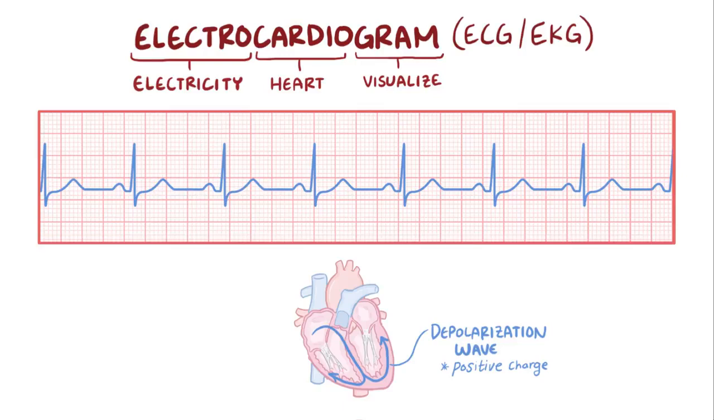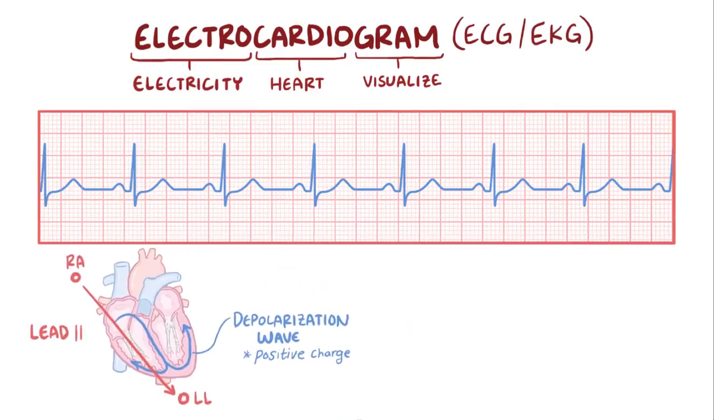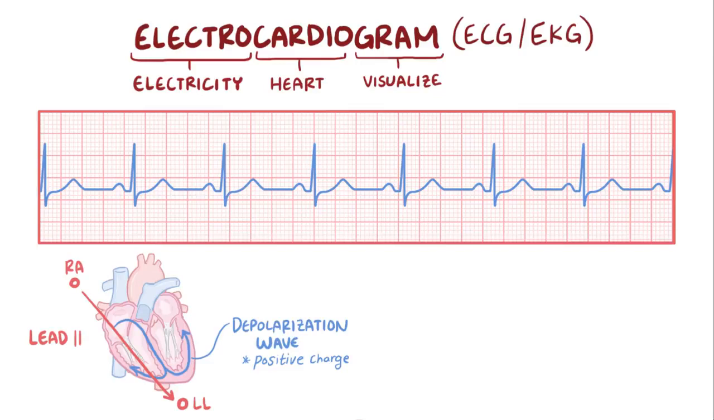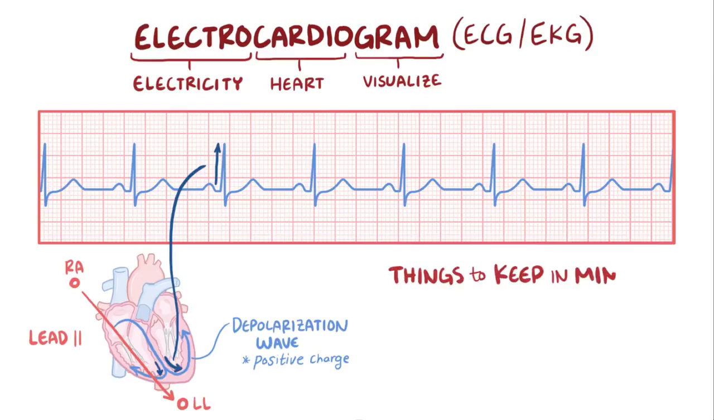This particular set of electrodes is called lead 2, for example, with one electrode on the right arm and the other on the left leg. So essentially, when the wave's moving toward the left leg electrode, you get a positive deflection, like this big positive deflection corresponding to the wave moving down into the left and right ventricles. To read an ECG, there are a few things to keep in mind, and one of them is figuring out the QRS transition.